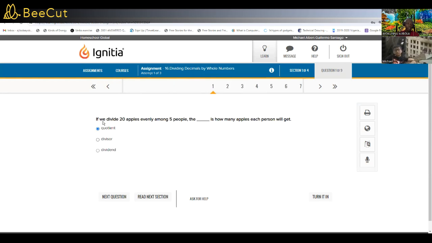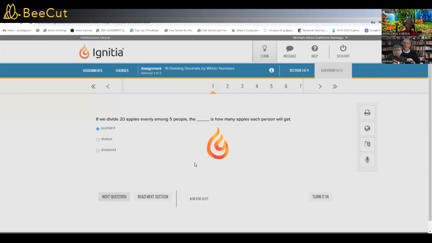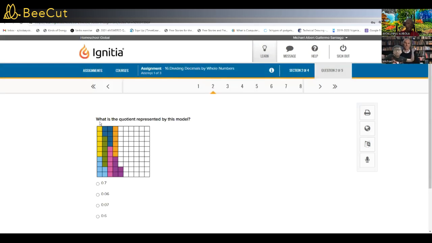So the first question has been answered, where we say, if we divide 20 apples evenly among 5 people, then the quotient is how many apples each person will get. That's correct. Then the next question says, what is the quotient represented by this model?